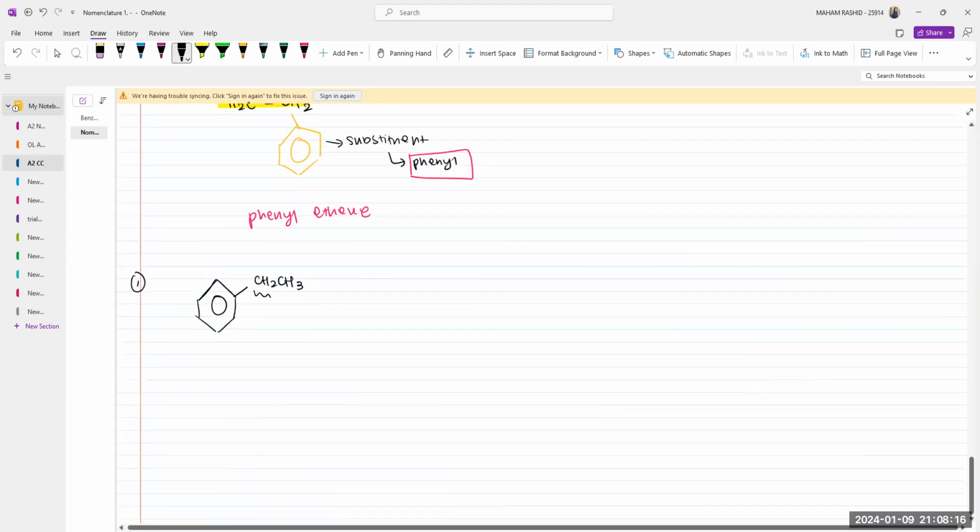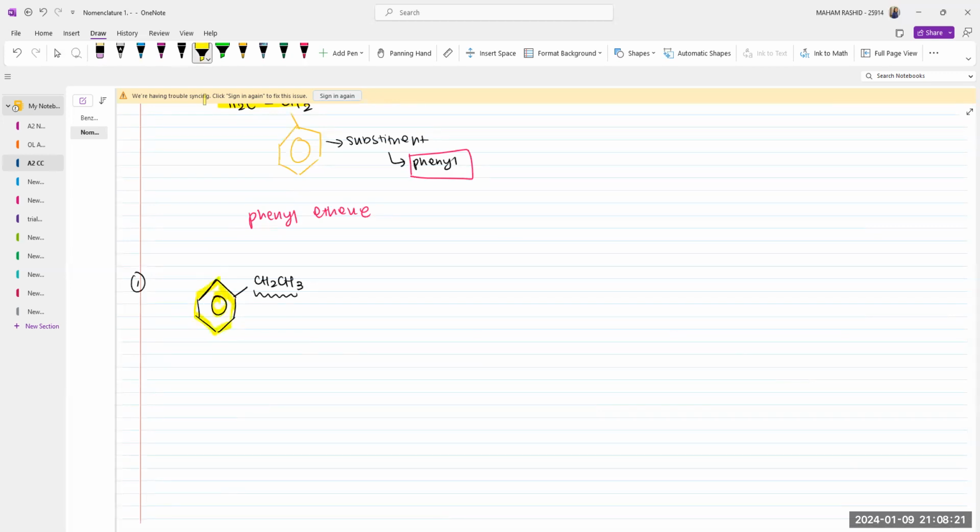So there are 2 carbons, meaning in this case, this ring is your substituent, meaning this will be your root name, right? So this is ethane. And since this is being considered as a substituent, this will be named as phenyl, right? So your final name will be phenyl ethane. Perfect, phenyl ethane.